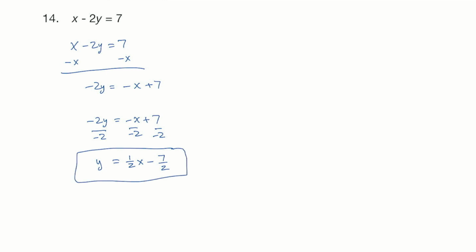And there we have it. We have solved the equation and we've solved it for y and made it say y equals. And so we end up with y equals 1/2 x minus 7 over 2.